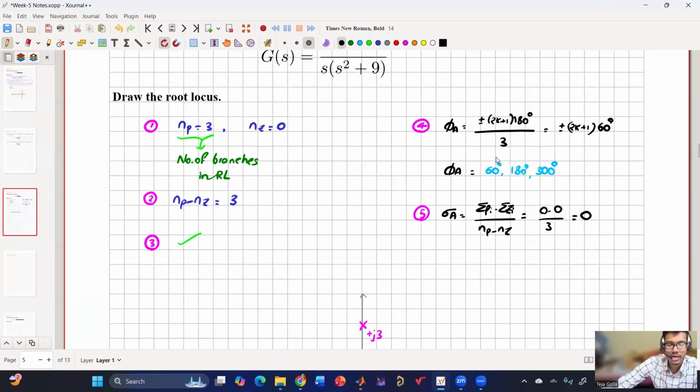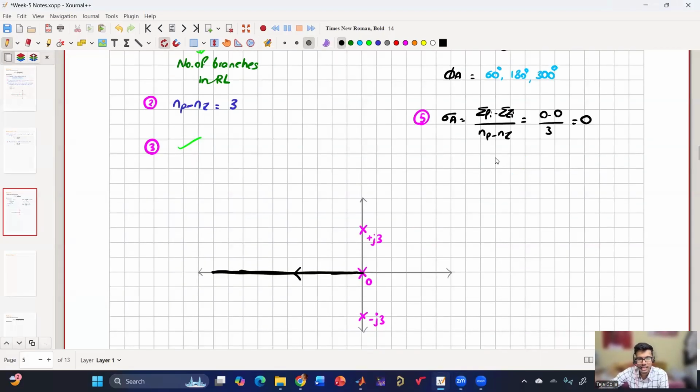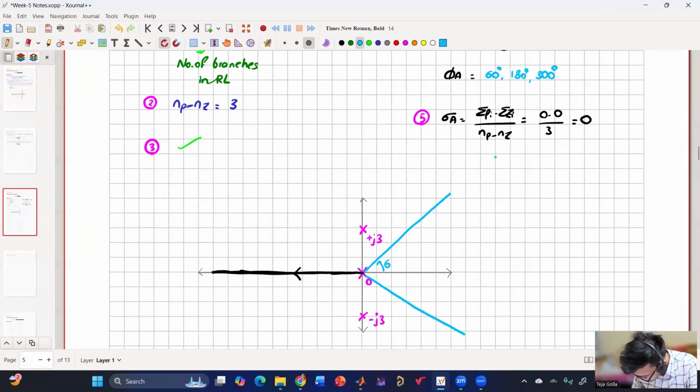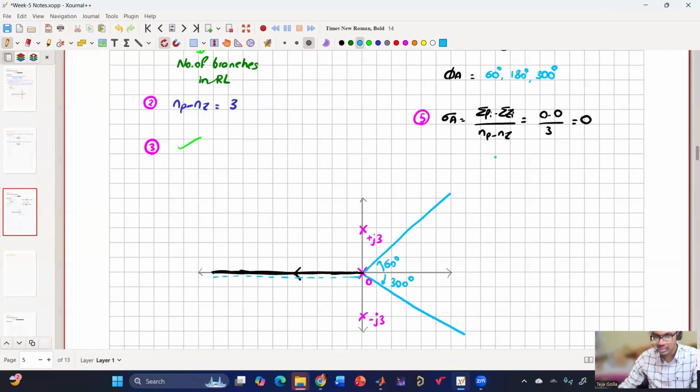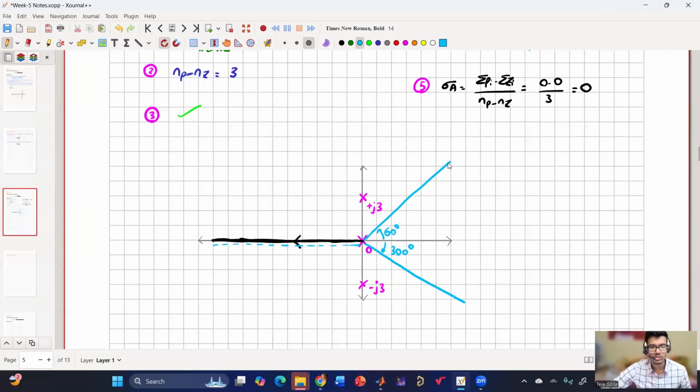So the asymptotes are starting at 0 and these are the angles. First we have to draw the asymptote angles. So this is 60 degrees and this is 300 degrees, and 180 degrees is basically this line. Now we know that the poles are moving along this axis. So this pole will move along this axis.